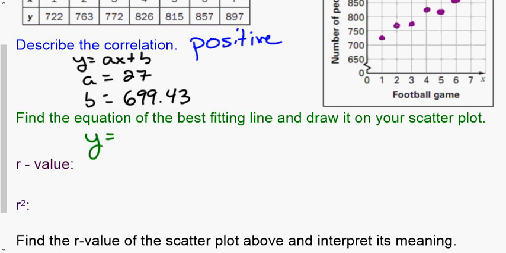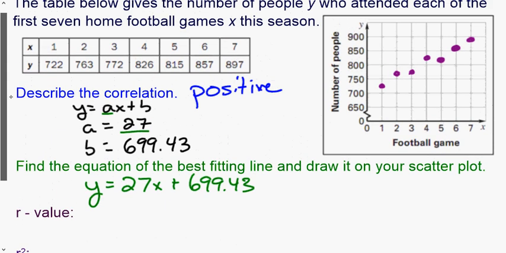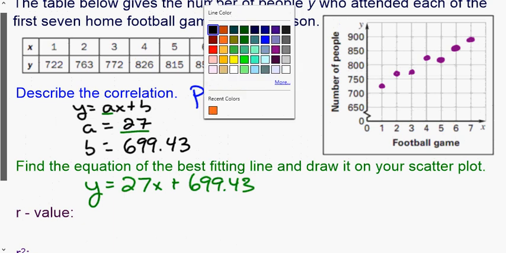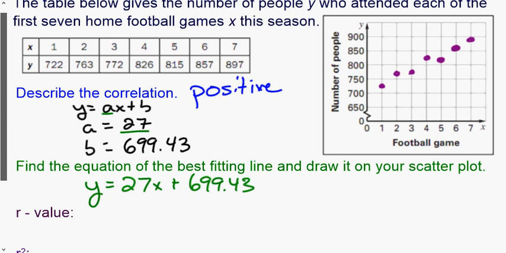Our answer is a line. A is our slope, plus 699.43 is our y-intercept. Now we're going to use this equation to find our actual best fitting line and draw that. And so we know our y-intercept is 699.43, so it's just under 700.